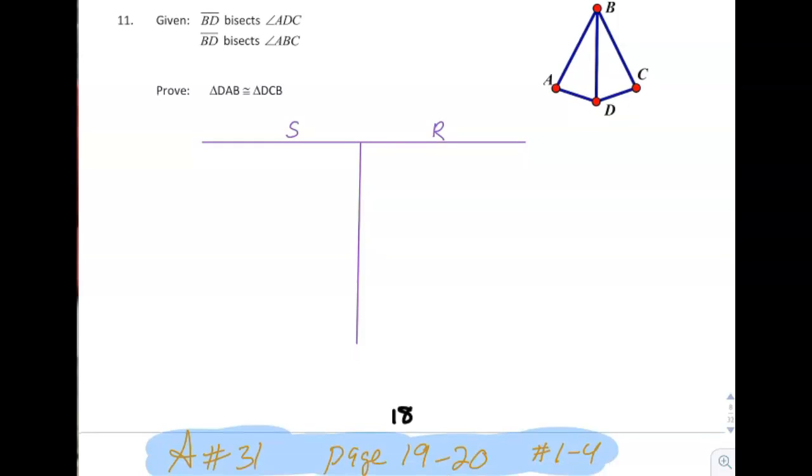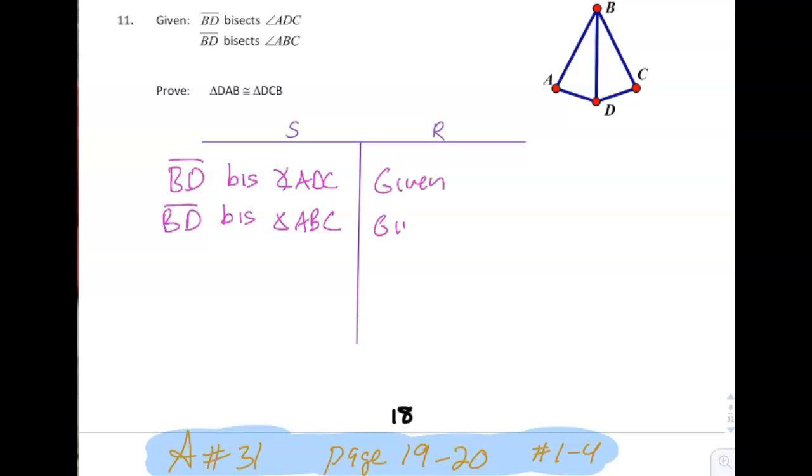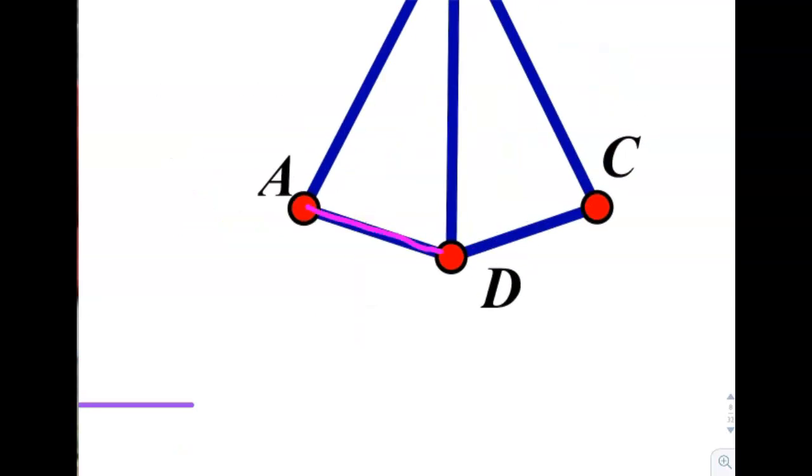And the last one, we have bisectors. So I have BD bisects ADC, and BD bisects ABC. There we go. Both of those are given. What does that really mean? BD bisects the angle at ADC. This is ADC. So if this is bisecting, that means that this angle and this angle are the same. And if you want to, you can just call those 1 and 2.